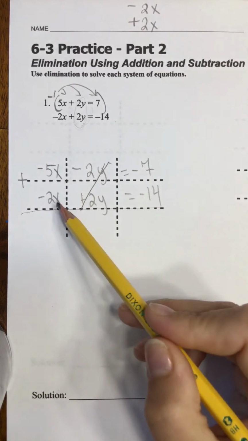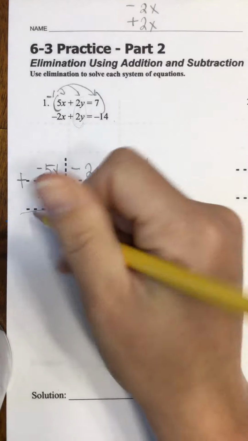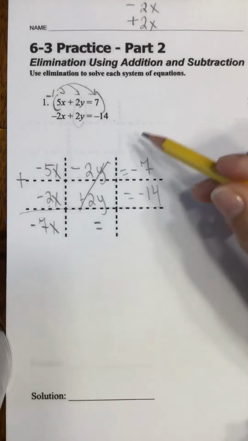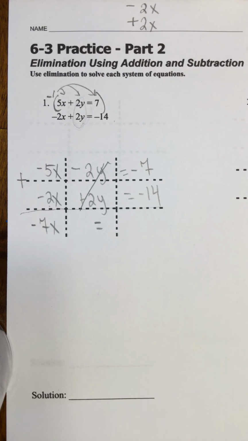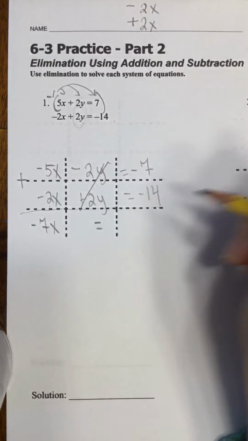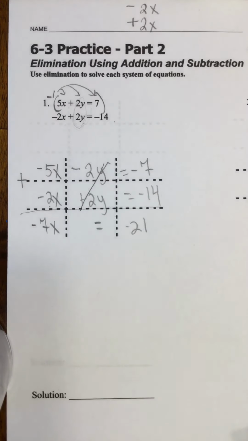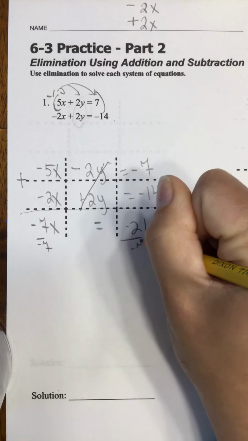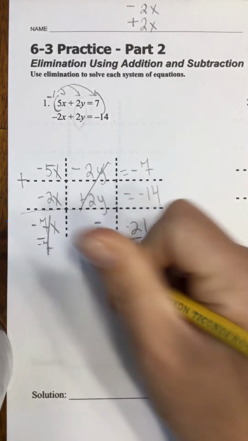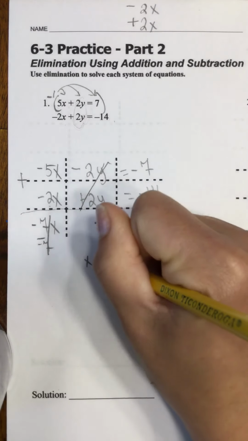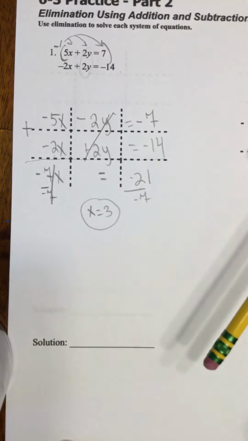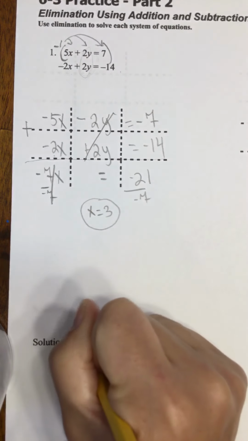So I have -5 plus -2, that'll give you -7x equals, and if I have -7 plus -14, that will give you -21. In order to get x alone, we divide by -7. That would give me x equals +3. Negative divided by negative is a positive. So I'm going to write my 3 here.